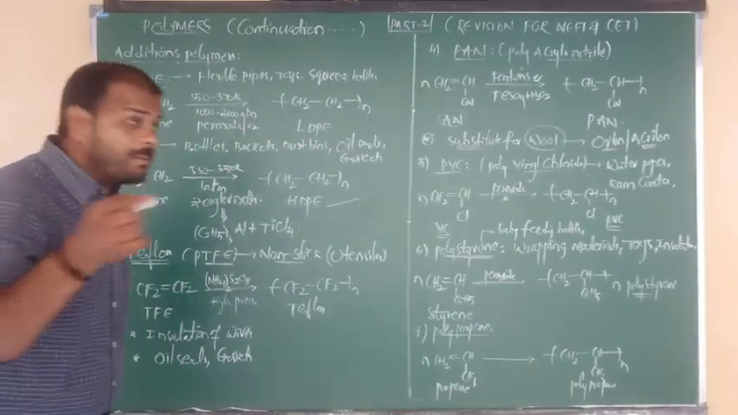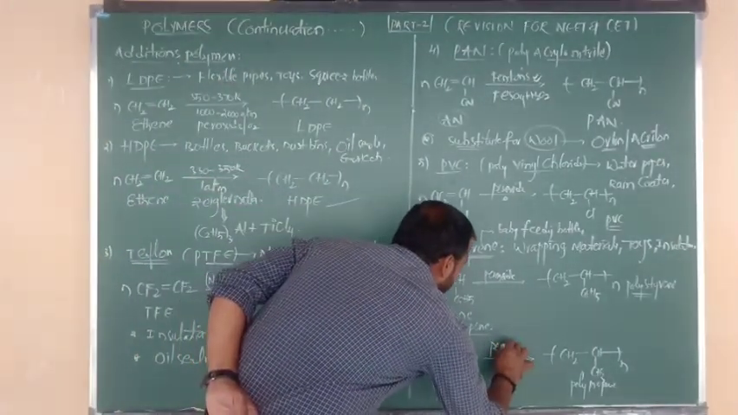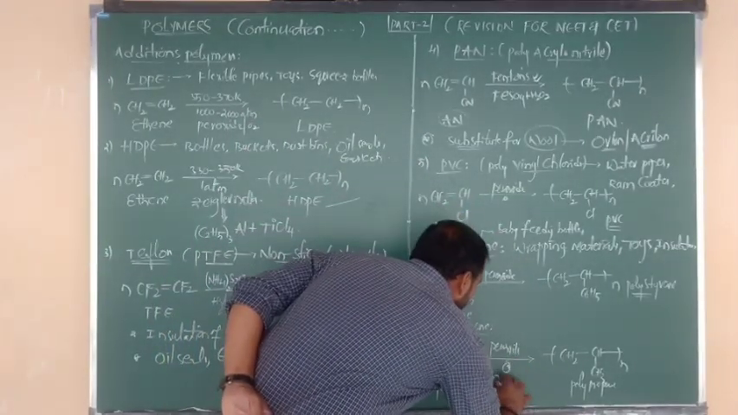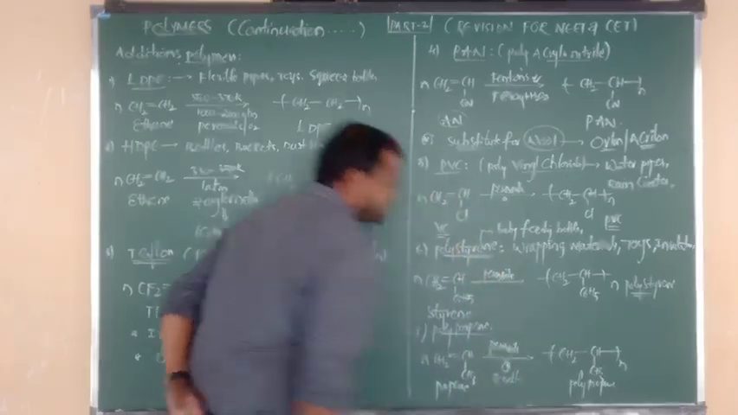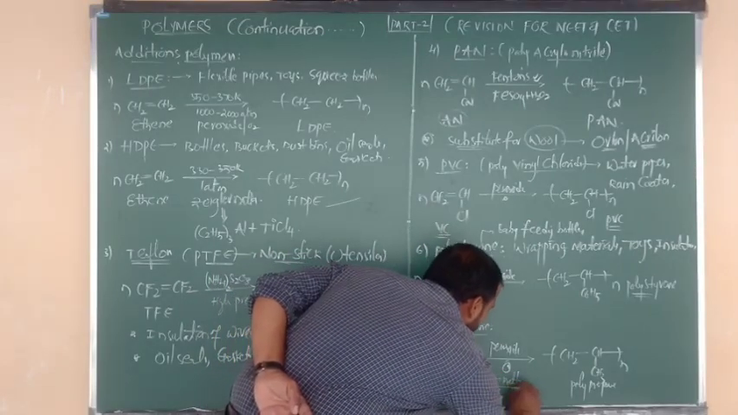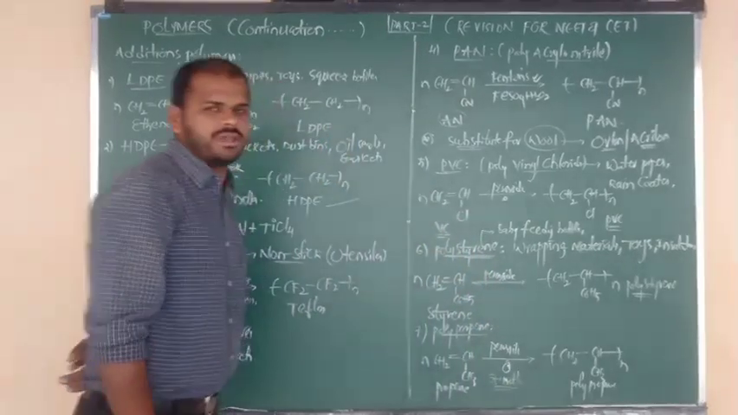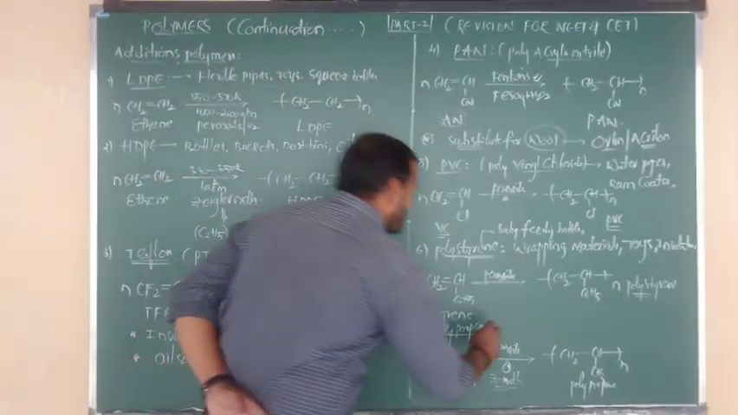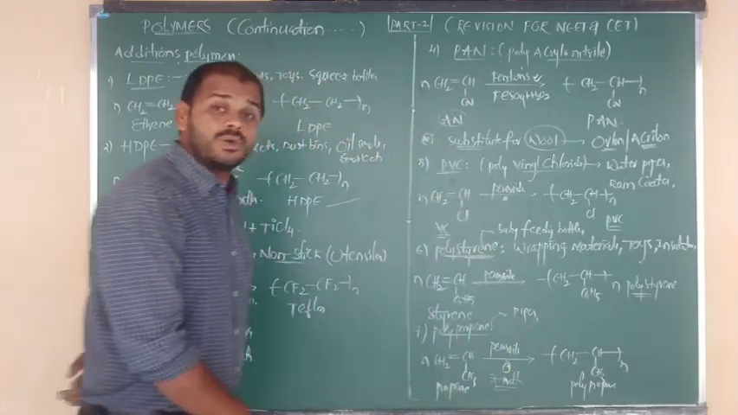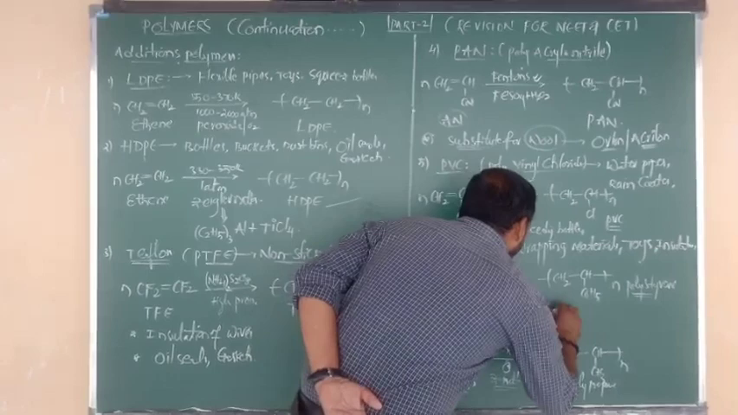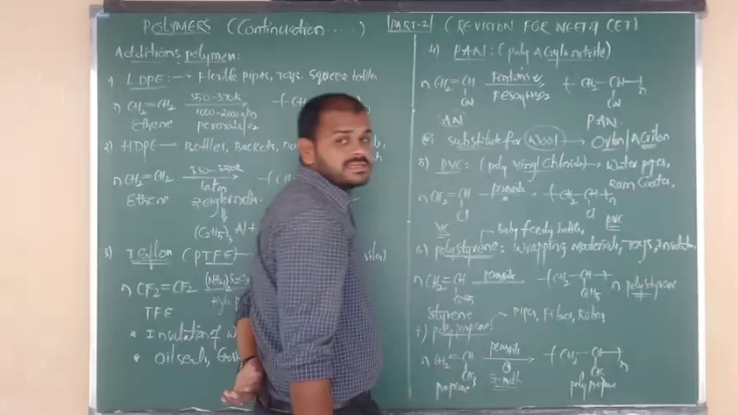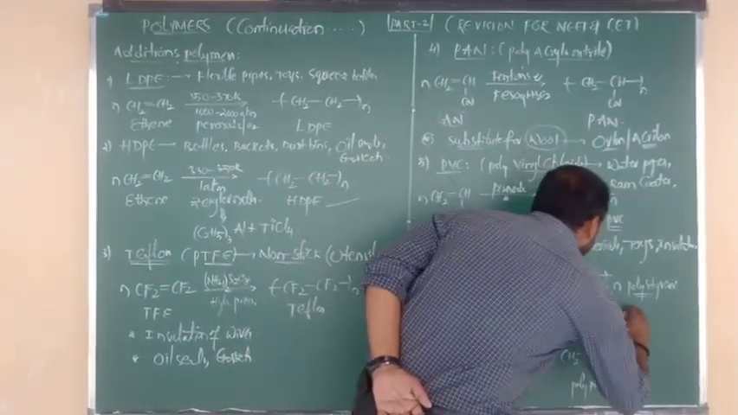Polypropene preparation takes place in case of peroxide. And for this purpose we can also use another catalyst, the Ziegler-Natta catalyst. Either peroxide or Ziegler-Natta catalyst, any one catalyst we can use here. And what is the use of polypropene? Polypropene can be used in making pipes, fibers, and also ropes. And it can also be used in making toy materials.